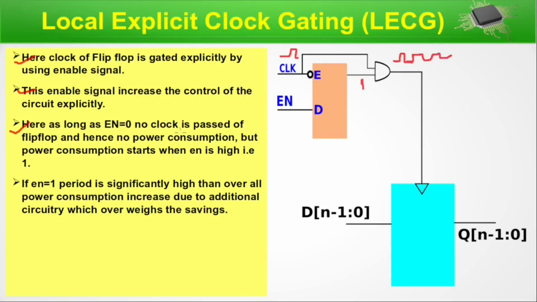As long as enable is 0, no clock is passed to the flip-flop and hence there is no power consumption, but power consumption starts when enable is high. And if the enable-equal-to-1 period is significantly long, then overall power consumption increases due to additional circuitry. As long as enable is equal to 1, the clock will pass here, so all this extra circuitry is in action. Power is dissipated here, circuits are working, power consumption is there. So whatever we can save using clock gating is outweighed by this power consumption. This is local explicit clock gating.